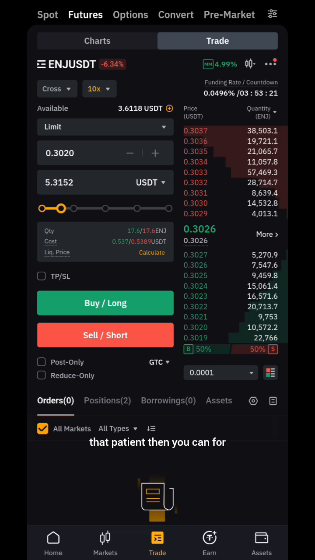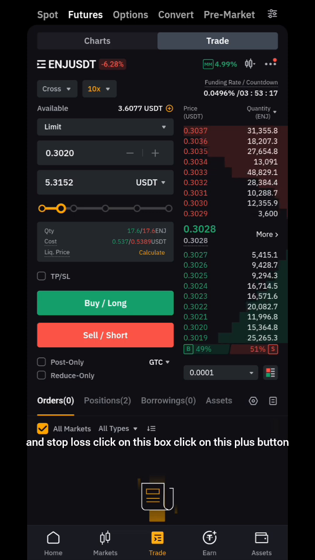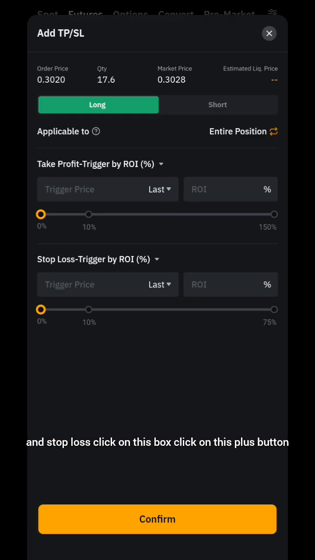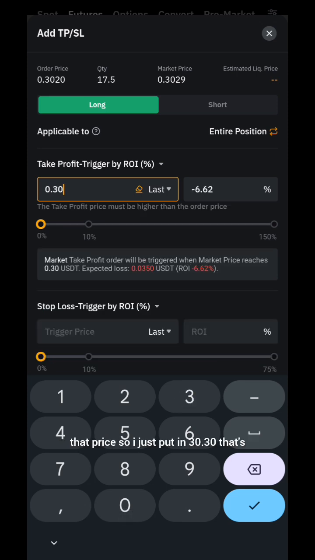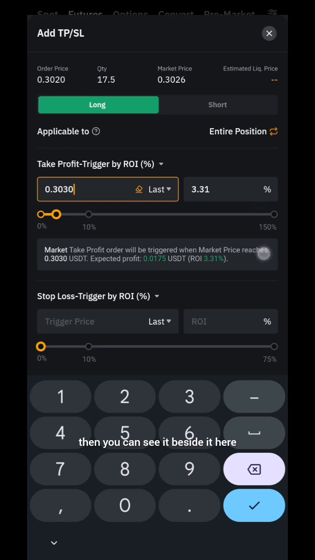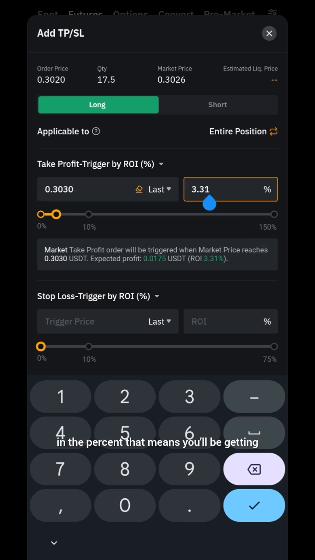Then if you want to put a take profit or a stop loss, click on this box, click on this plus button. If you are longing it, that means you want the coin to go higher, you click on long. If you want it to go short, like it's coming down, you click on short here. But in this market, I just want to put a long. So you put in the price you want it to take profit at, to close the trade once it reaches that price. You can just put in 30.30. Then you can see beside it the percent, which means you'll be getting 3.31% on your capital.